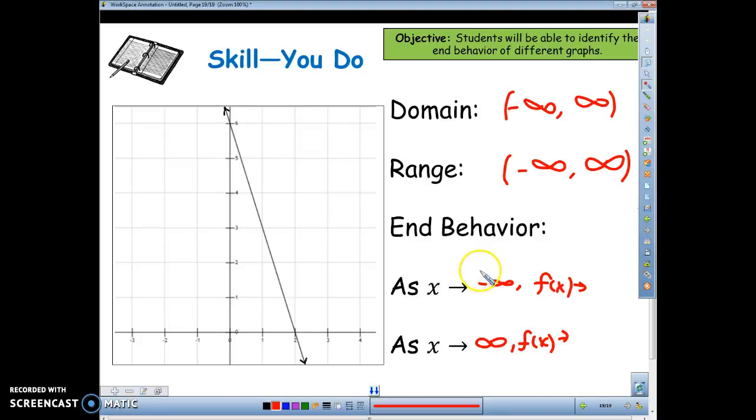Okay, so as x goes to the left, what happens? And as x goes to the right, what happens? Please pause the video and fill in these two values here. That's what I want you to fill in.